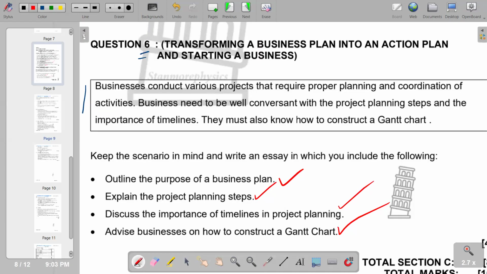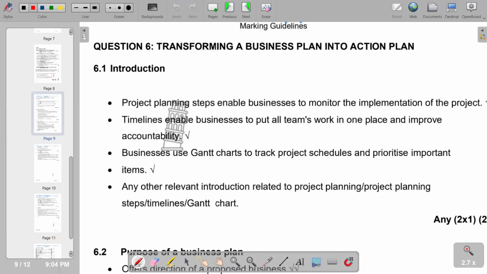So these are the points that we have, and of course, this is going to be our additional part. And the other 3 points involve our main part. And of course, this is an essay. We are supposed to start with our introduction. So this is a typical introduction that we have, whereby it is describing project planning. So project planning steps enable businesses to monitor the implementation of the project, and also timelines enable businesses to put all teams' work in one place and improve accountability. So this is what we have in terms of the introduction.